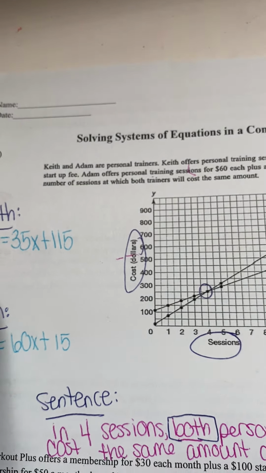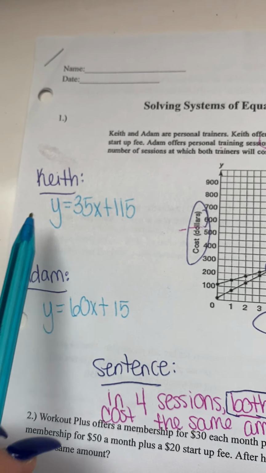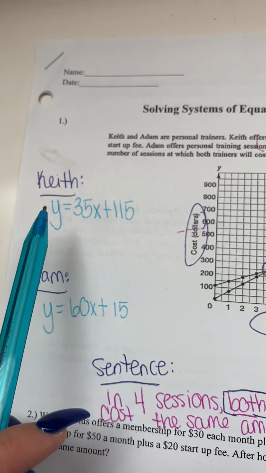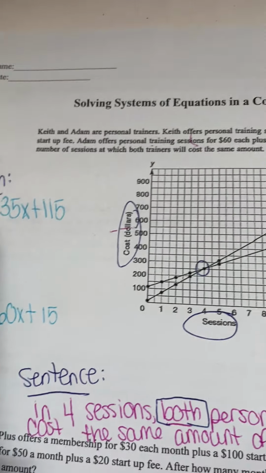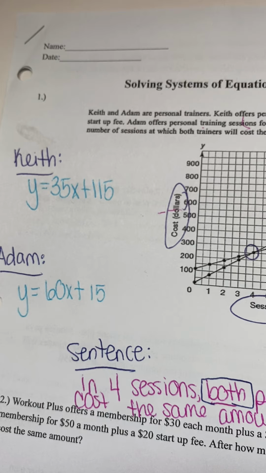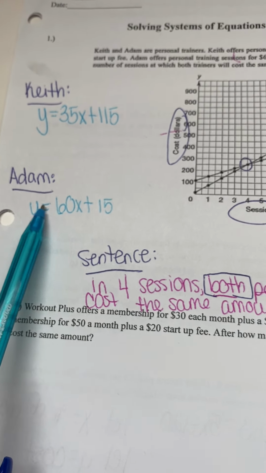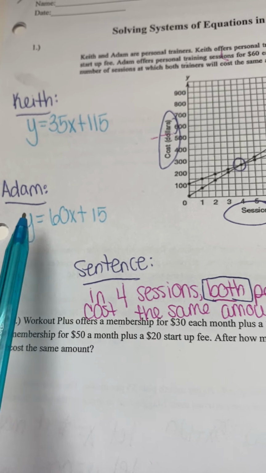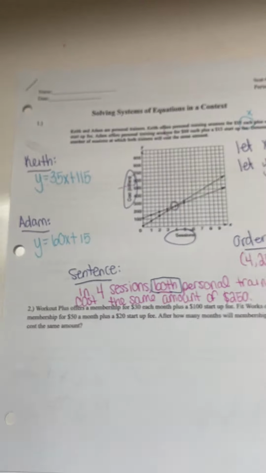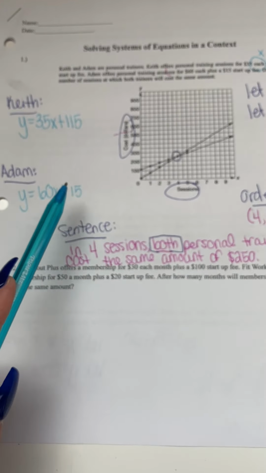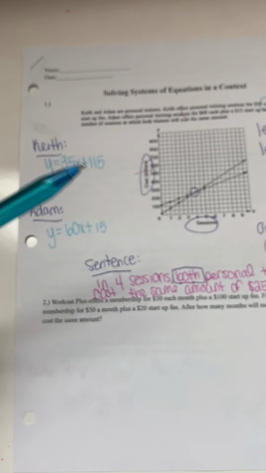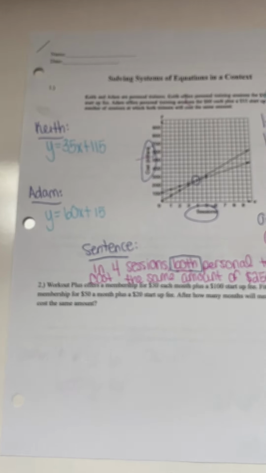And it says that the total cost of Keith's personal training offerings is all of this stuff. So remember how we said y equals the cost? So we would have y equals 35x plus 115. Now with Adam, his cost, so his y, remember y equals cost, it said he charged $60 per session plus $15 to start. So that's how I got these 2 equations.